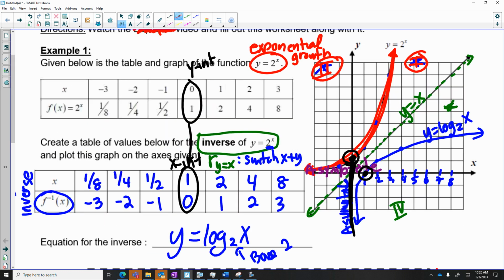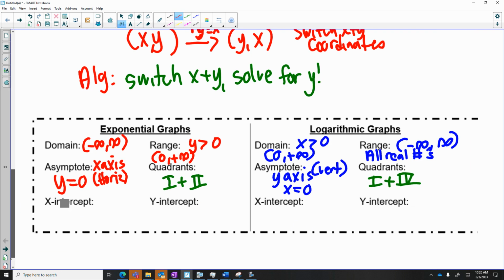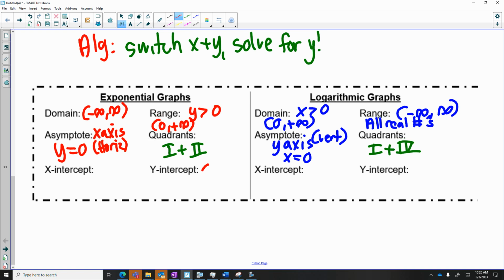So the original function, the exponential, has a y-intercept of 0, 1. This becomes an x-intercept of 1, 0. It had no x-intercept because there was an asymptote present on the x-axis. Now there is no y-intercept because there's an asymptote present, okay?